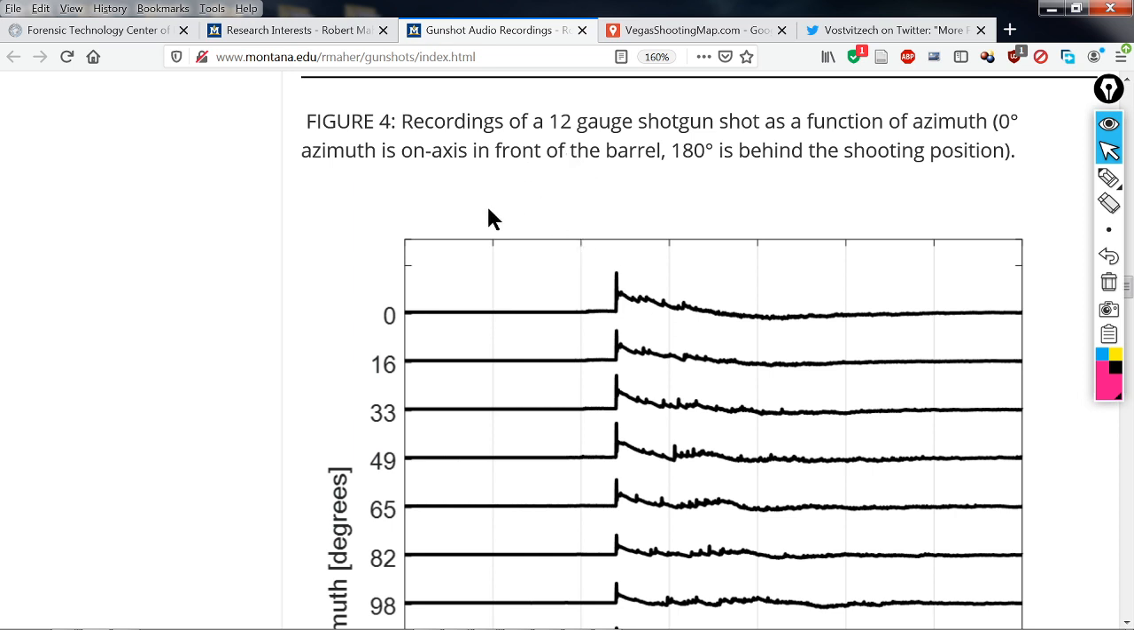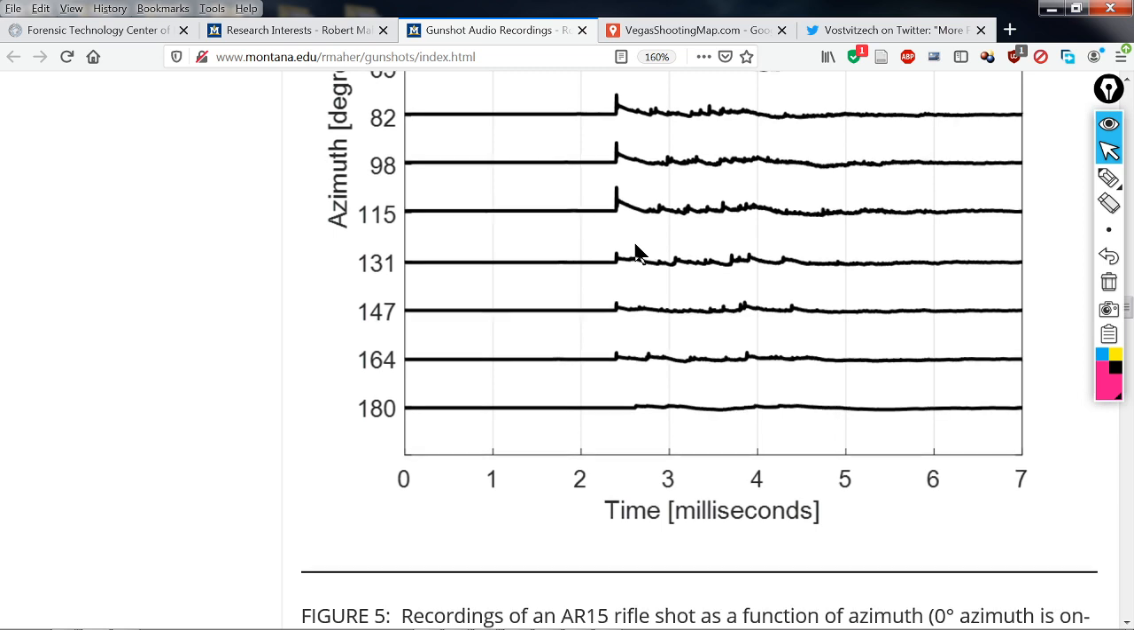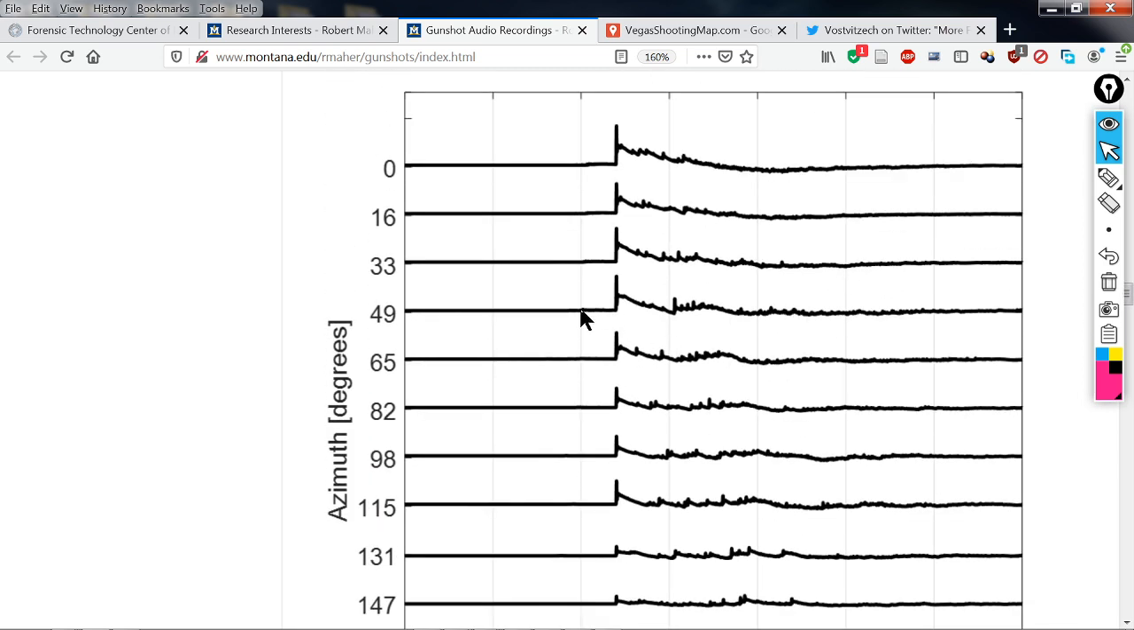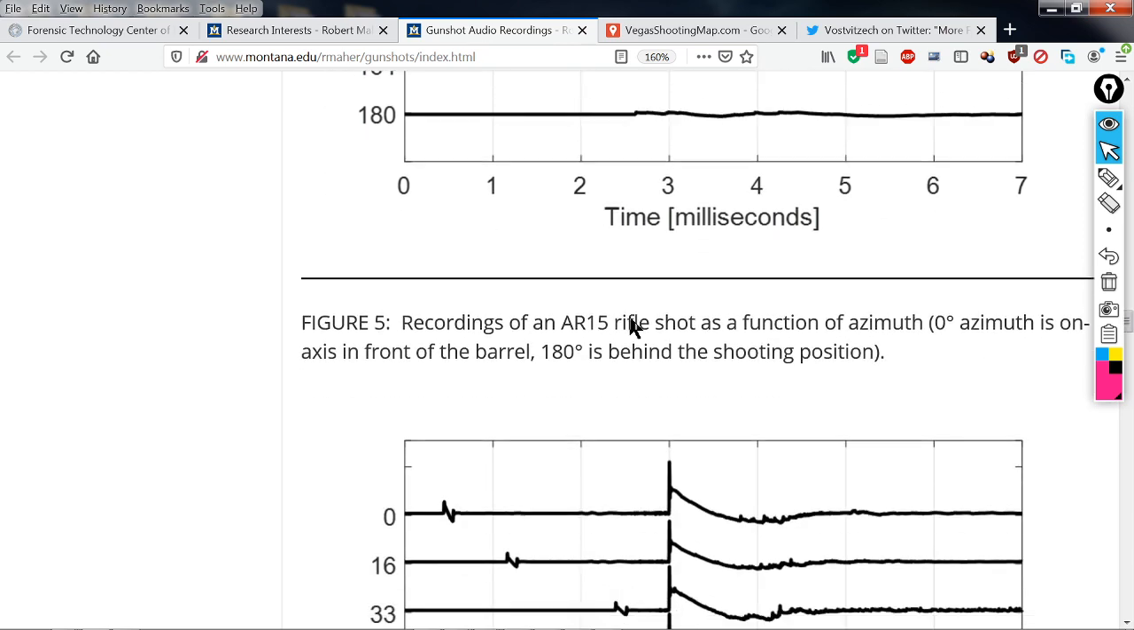So this is a 12 gauge shotgun, and here you can see that it's much noisier than the revolvers were, and even going as little as 33 degrees you start to wonder what the signal looks like. And actually, in this case, 49 degrees has a much better N-wave, up, slope, down, up, than the original one, which is more an impulse response, which goes up and then decays down. But once again, at 180 degrees, the signal loss is just immense.